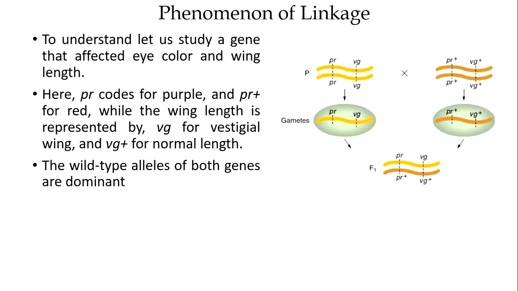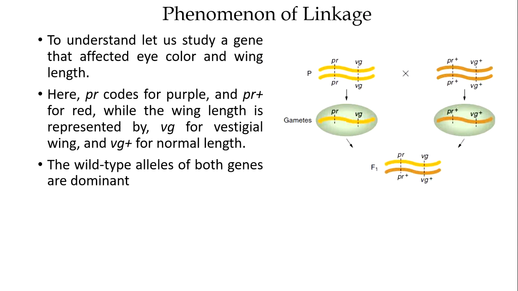But how do we explain the appearance of the minority class of non-parental combinations? Morgan suggested that when homologous chromosomes pair in meiosis, the chromosomes occasionally break and exchange parts in a process called crossing over.